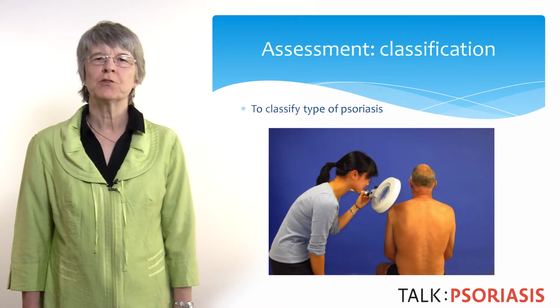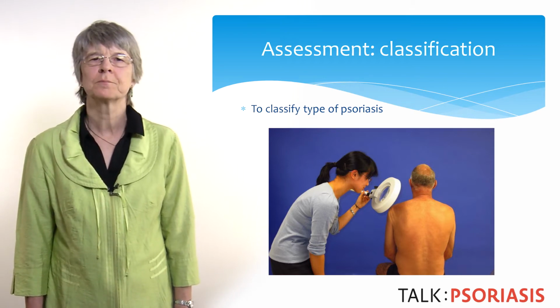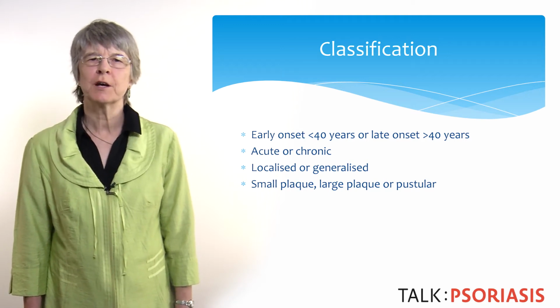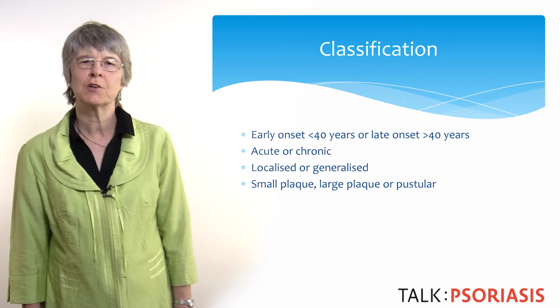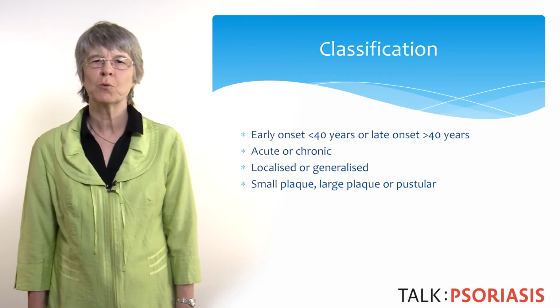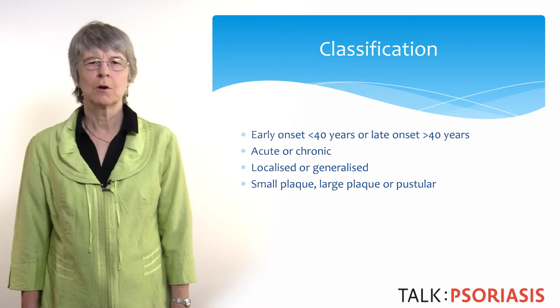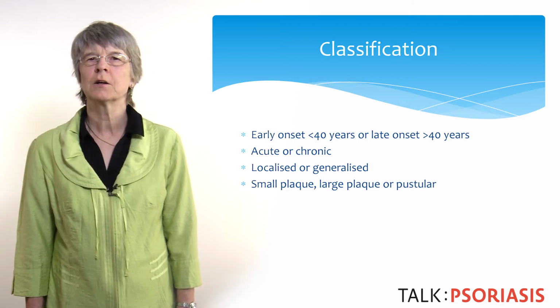When we assess a patient with psoriasis, first of all, we need to classify what type it is. We may decide to classify it by age. Early onset is less than 40 years of age, and late onset is more than 40 years of age. Acute or chronic, localized or generalized, small or large plaque, or pustular.